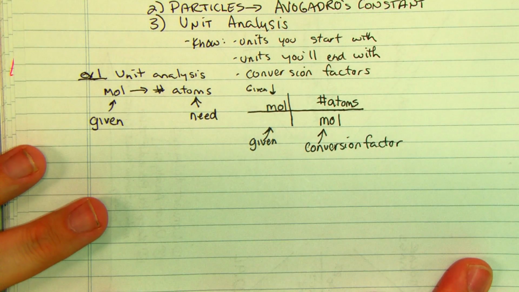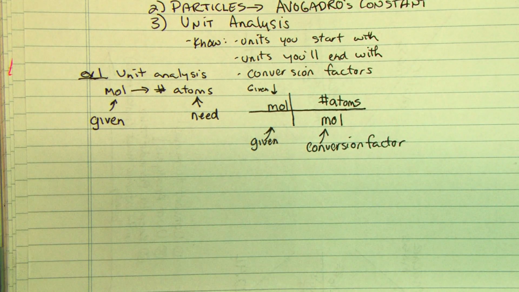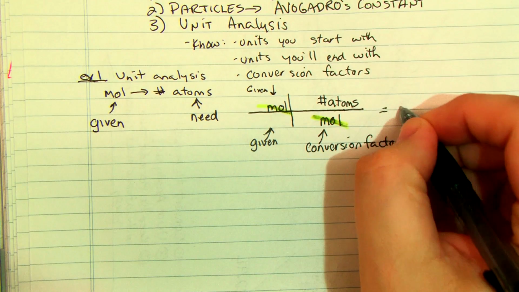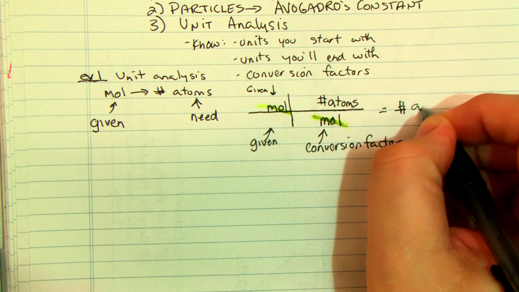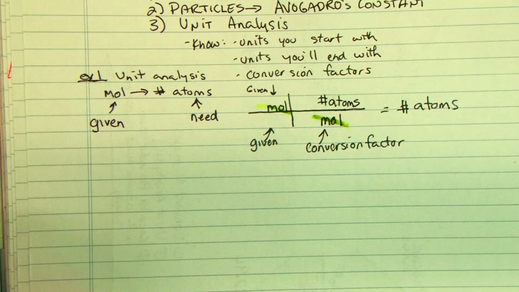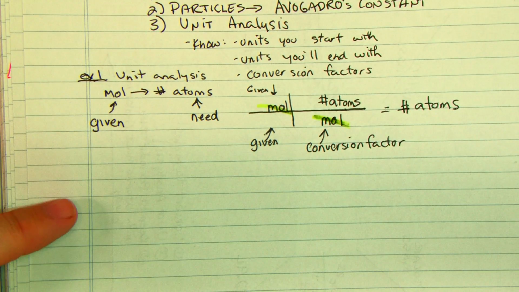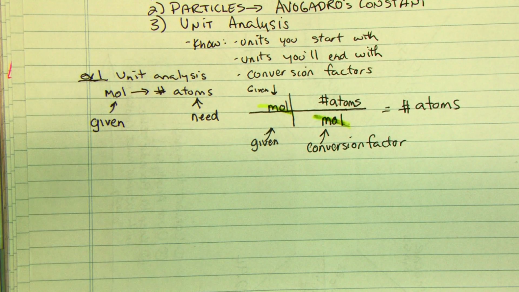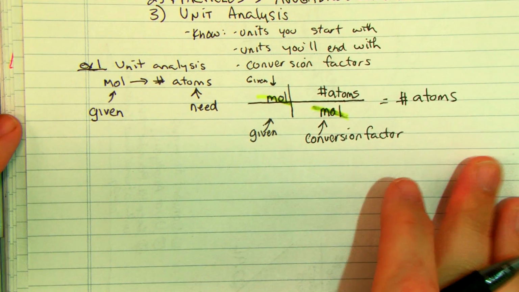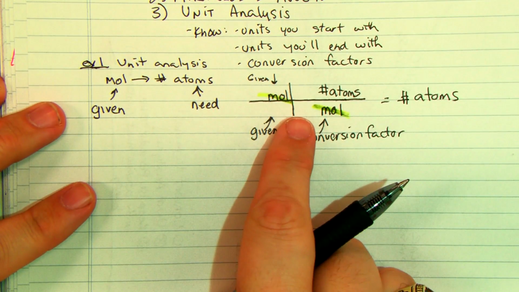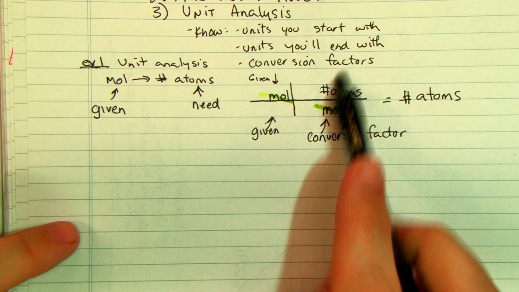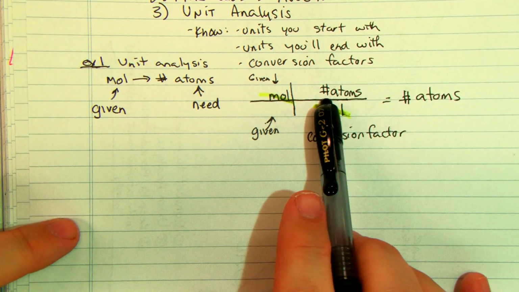And the nice thing is, moles divide out. And what are we left with? We're left with number of atoms. So, at that point, we're left with the number of atoms. Isn't that what we wanted? Yeah. So, this is unit analysis where you just analyze the units of the problem without any numbers. Because if you can do this, then the problem becomes a piece of cake.